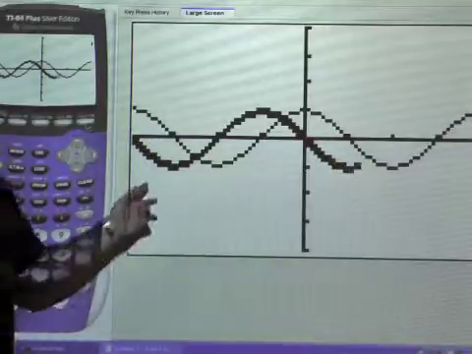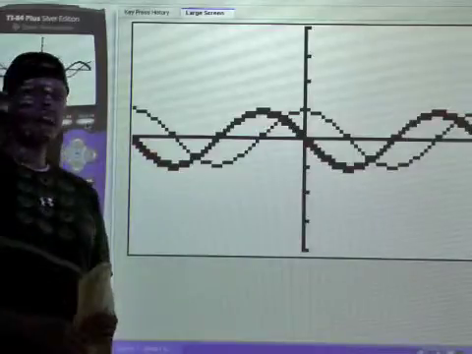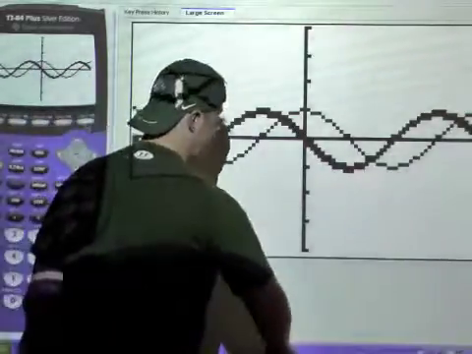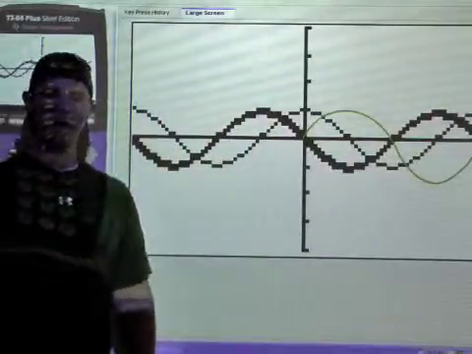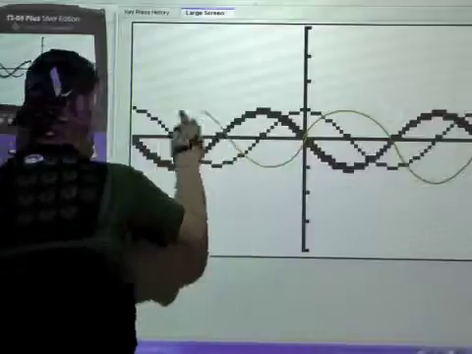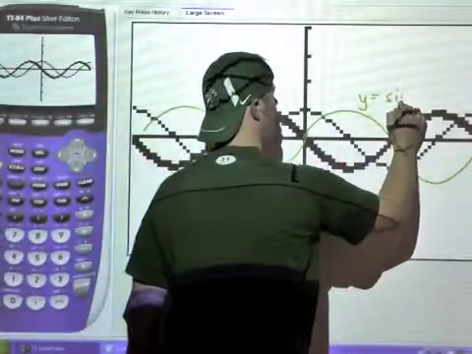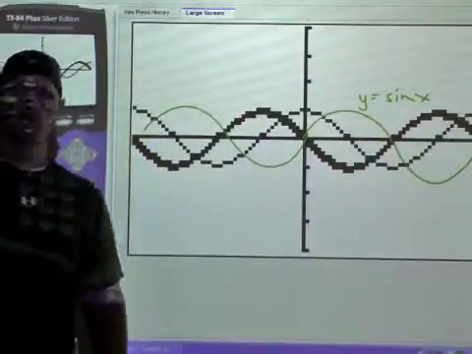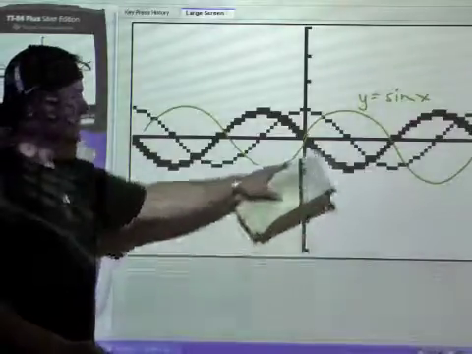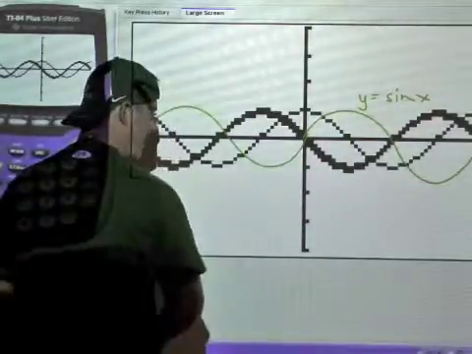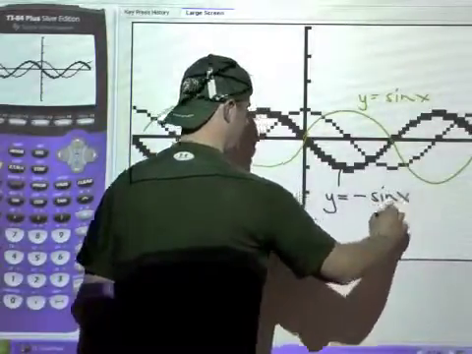The question is, what function is that? Well, it's not sine, because the sine function looks like this. So how's that bold graph related to this green graph I drew in? Because the green graph is y equals sine x. So how's it related? Yep, you're right. It's the negative. So this derivative graph is negative sine x.